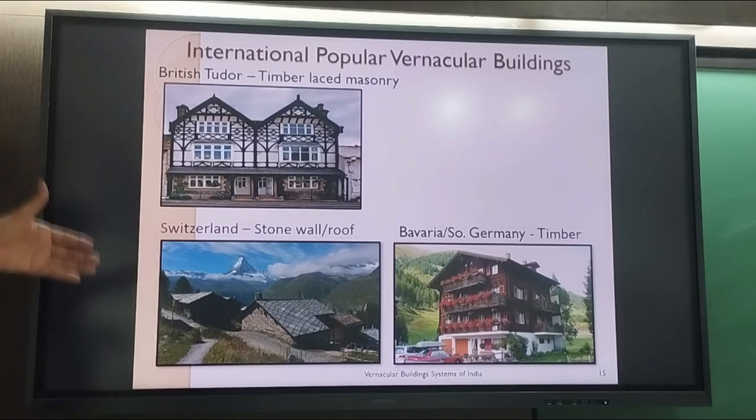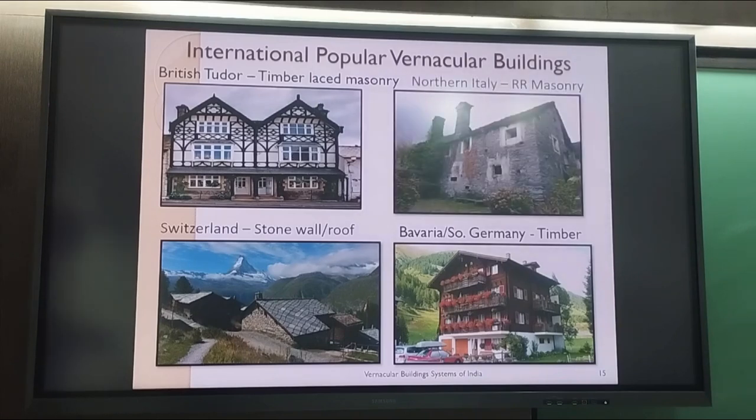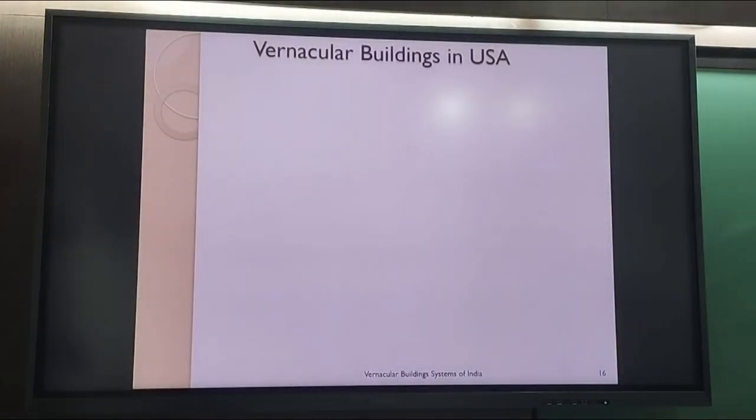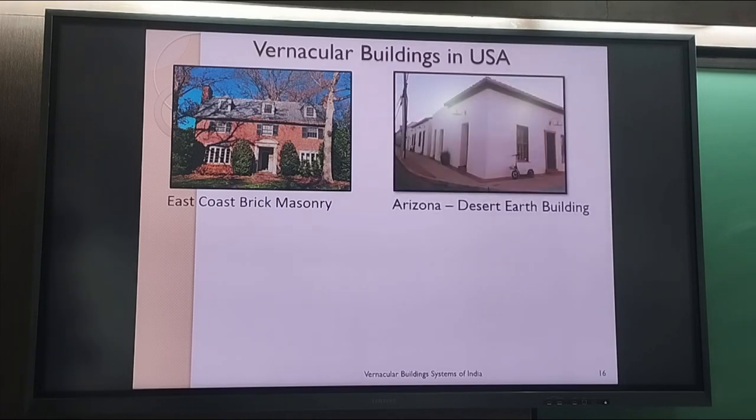Bavarian chalet, again, I mean, these are the things that attract tourists. People flock there to see these buildings. And in USA, a few buildings here, East Coast masonry building. This actually belongs to my nephew, 120 years old. Okay, and this is a common thing, and that whole area, houses are more than 60, 70 years old. This is in Arizona, in the desert, made of mud. Very, very different looking.